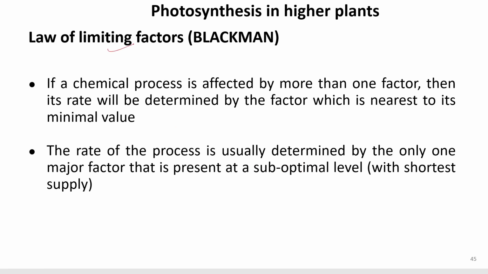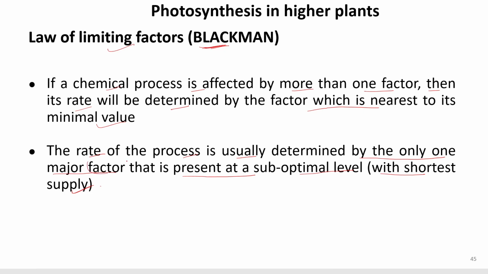Now let's talk about the law of limiting factor. It is also known as the Blackman law. It states that if a chemical process is affected by more than one factor, then its rate will be determined by the factor which is nearest to its minimum value. Or you can also say that the rate of the process is usually determined by the one major factor that is present at the suboptimal level, or in the shorter supply. So this is known as the law of limiting factor.